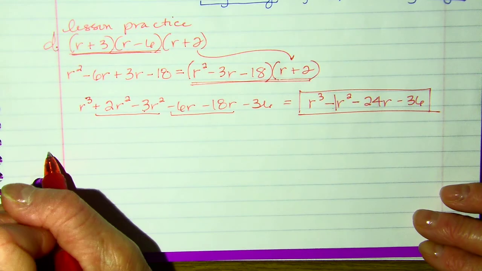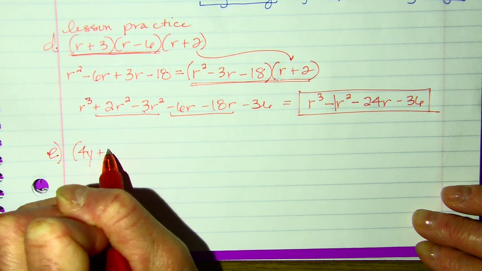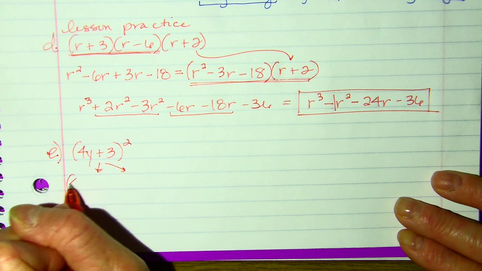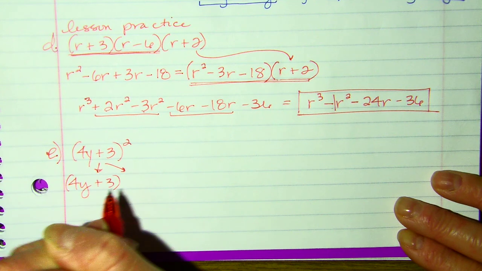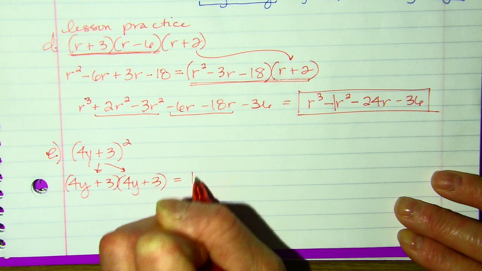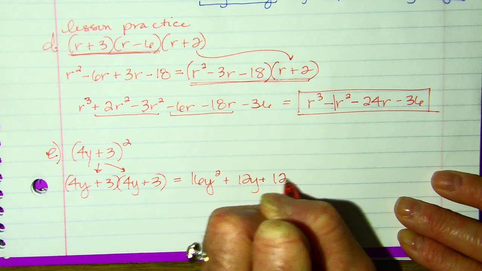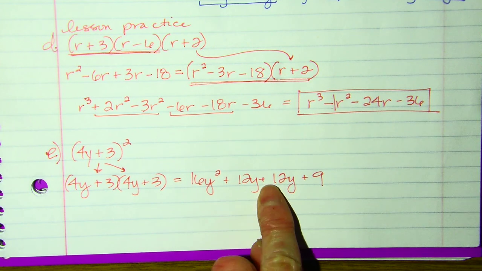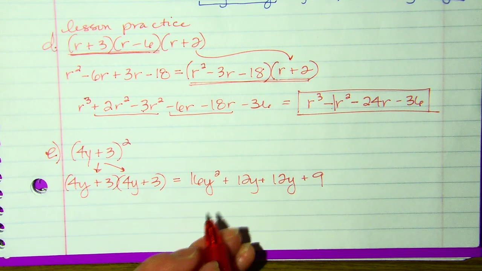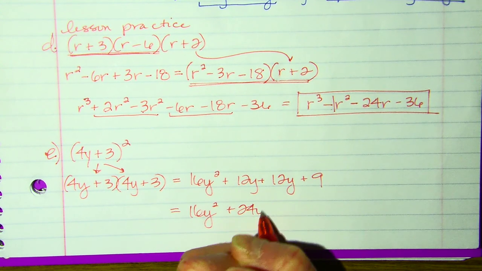Part E asks us to multiply 4y plus 3 squared. So we're going to write it twice. You don't get to skip this part unless you can do it correctly in your head. So this would give me 16y squared plus 12y plus 12y plus 9. Those two middle terms should be the same because both of these have 4 times 3y. So my final answer is 16y squared plus 24y plus 9.